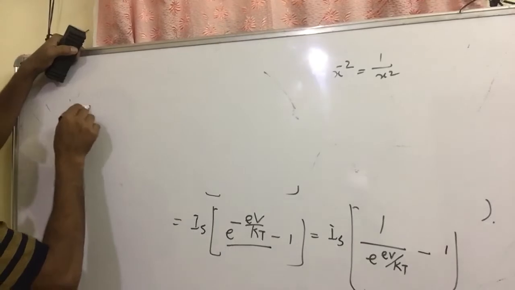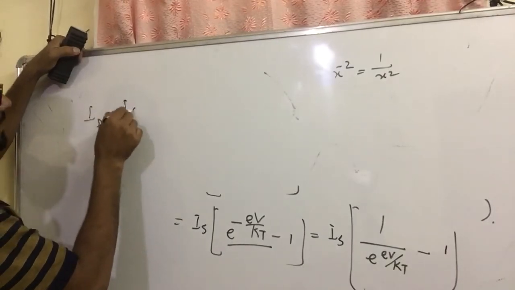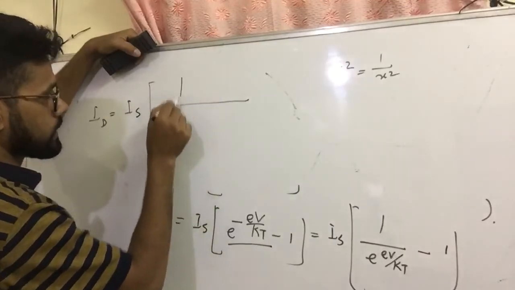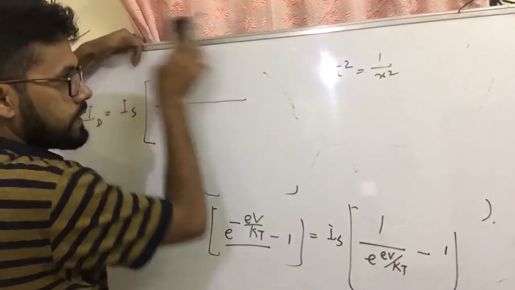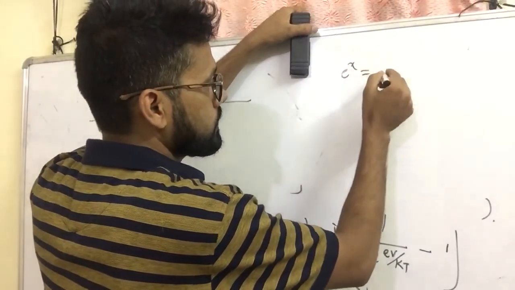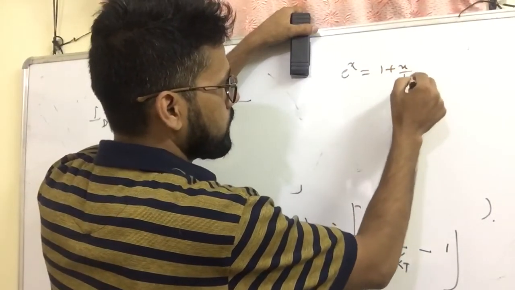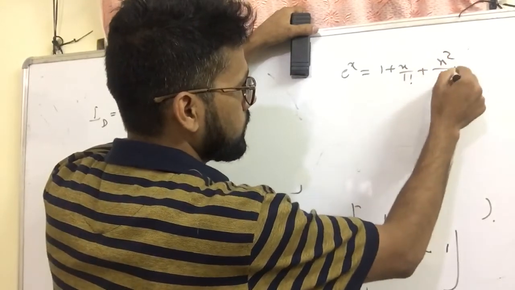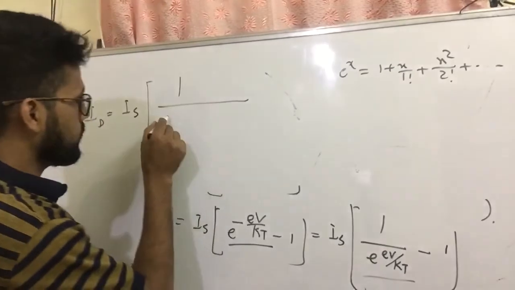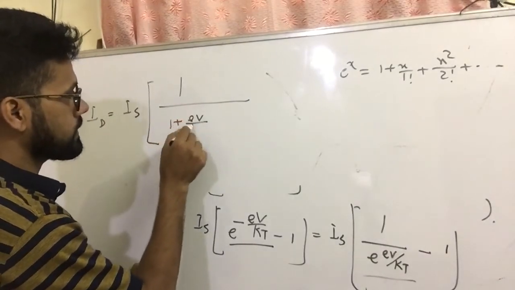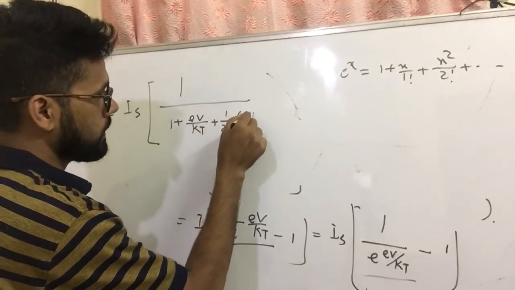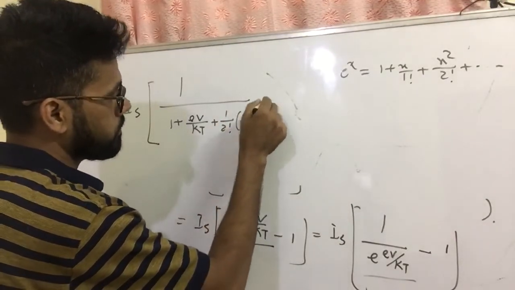Then the diode current will be Is. If I express e to the power x, you have already studied what the value of e to the x is. e to the power x means what? 1 plus x by factorial 1 plus x square by factorial 2 plus like that. Similarly, if I expand this part, 1 plus eV by kT, this is x, plus 1 by factorial 2 times eV by kT whole square, minus 1.